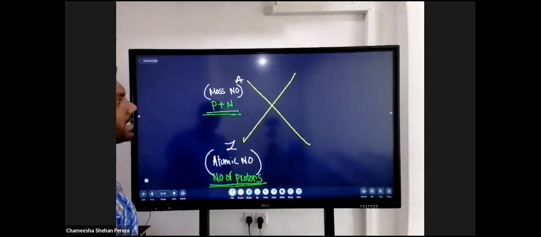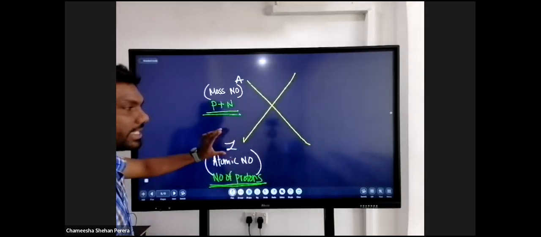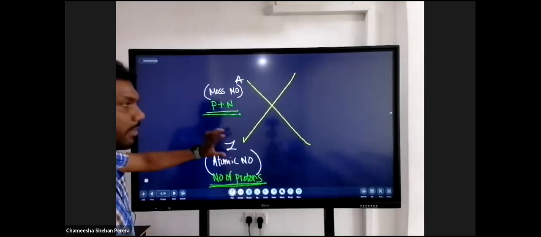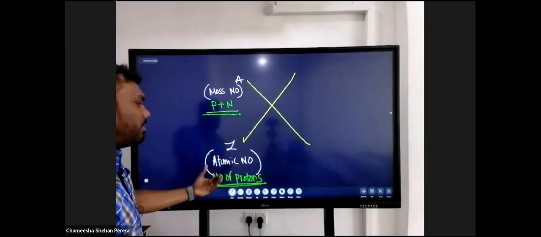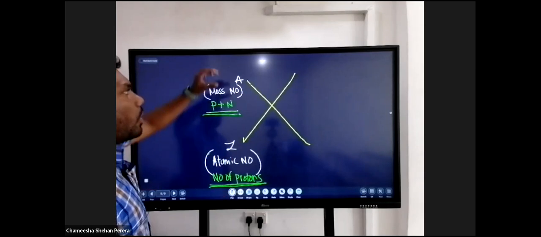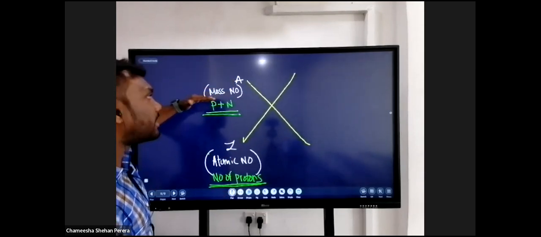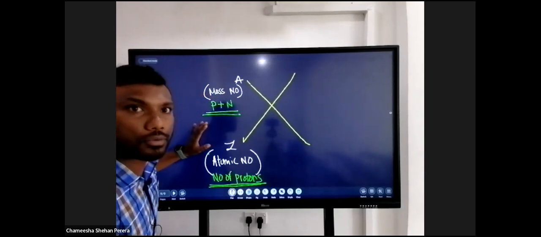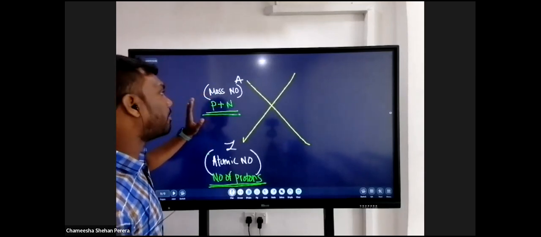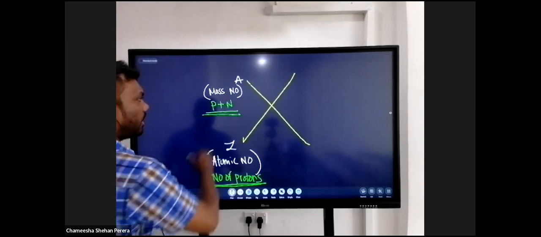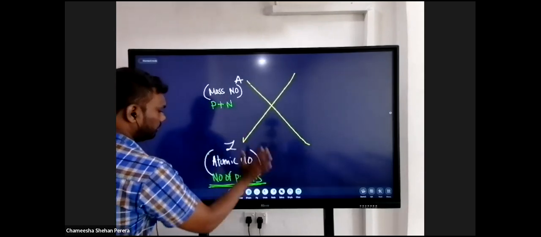So what is indicated at the base is Z. Z means the atomic number, which can be obtained from the number of protons. What is indicated as A on the top? That is the mass number, which is obtained by the summation of the number of protons and neutrons. Quickly go for this.